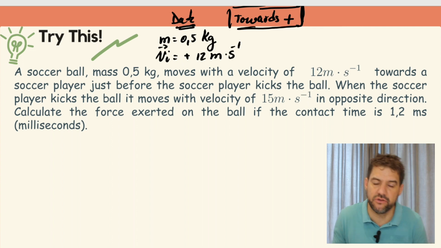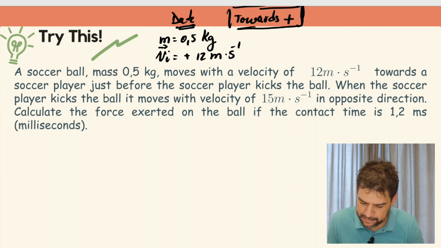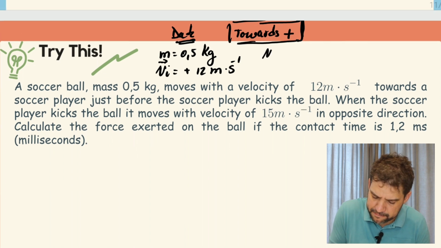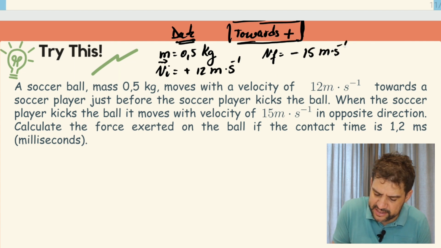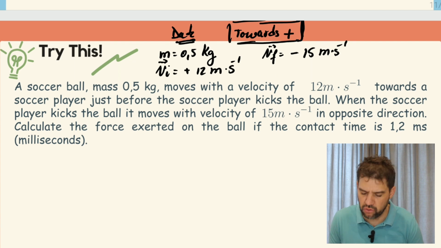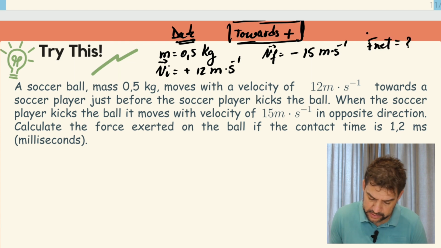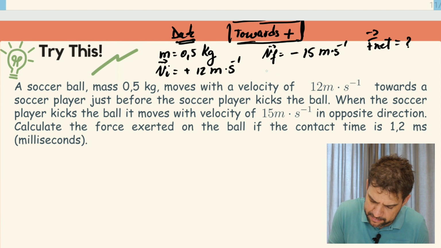In other words, the initial velocity of this specific ball is going to be positive 12 meters per second. I highly recommend you do it this way while you're taking the data: towards the soccer player, just before the soccer player kicks the ball. When the soccer player kicks the ball, it moves with a velocity of 15 meters per second in the opposite direction. It means that the final velocity of that soccer ball is equal to negative 15 meters per second, because it's in the opposite direction. It's away from the soccer player. Calculate the net force, that is part of the data. Net force is question mark, if the ball is in contact for 1.2 milliseconds. So the time, guys, is equal to 1.2 milliseconds.